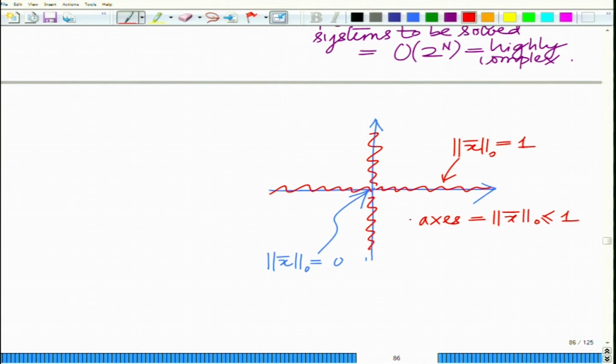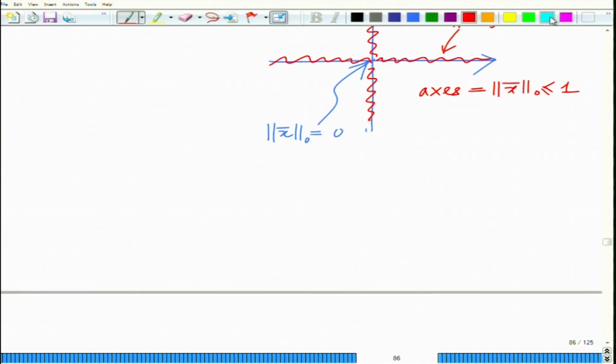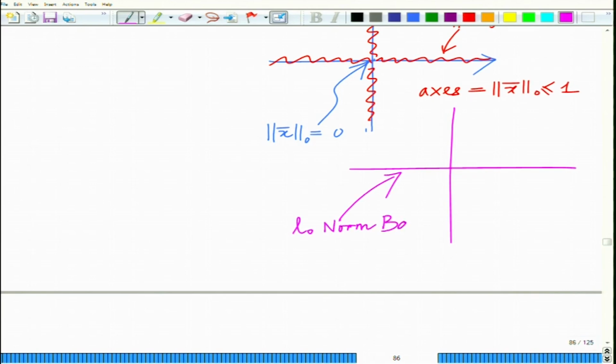This is literally the L0 norm ball, which is highly non-convex, and that is the problem in solving this optimization problem.